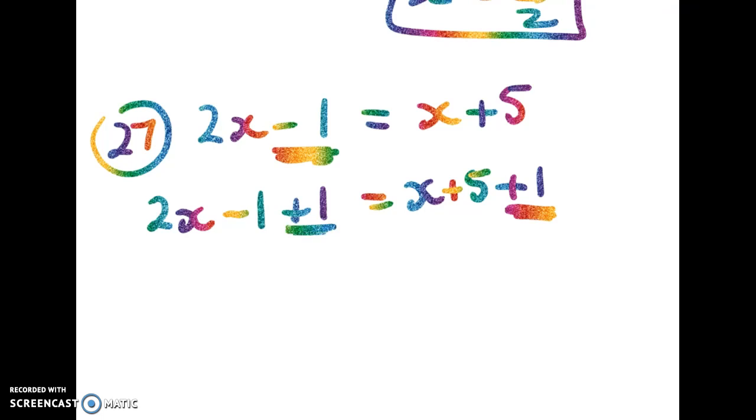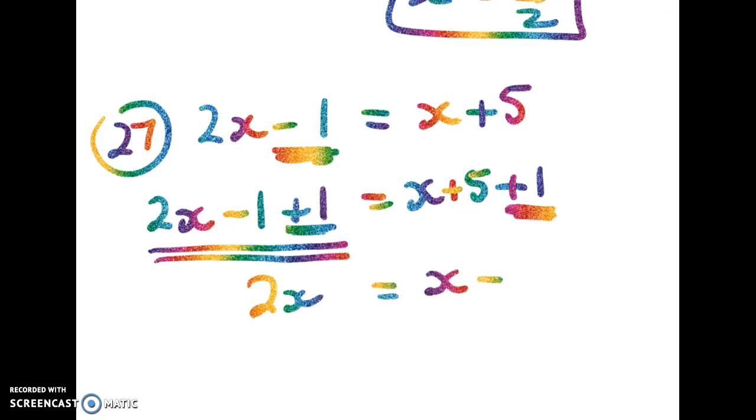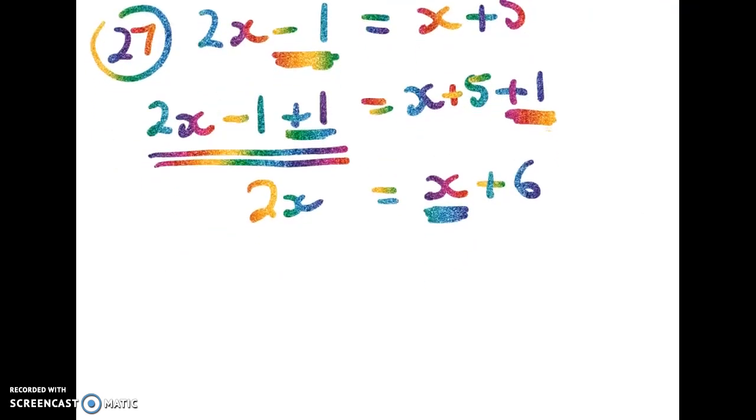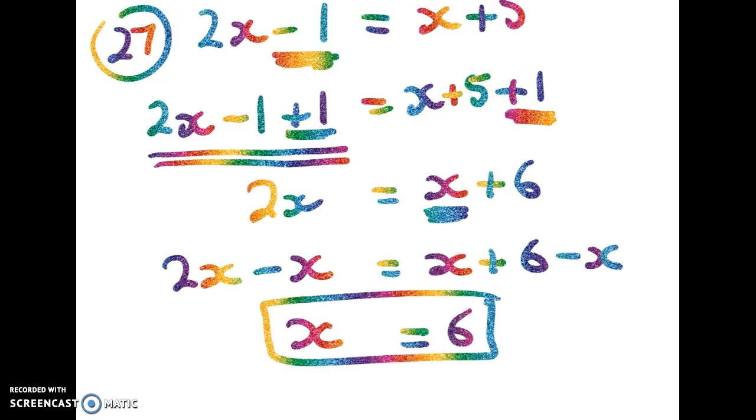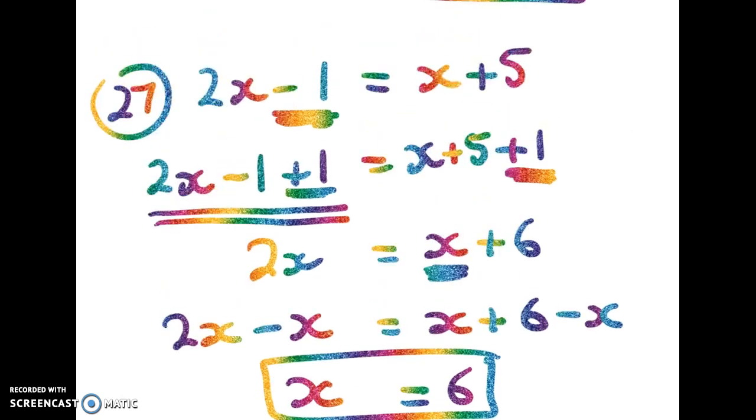That means that on the left-hand side, I've now got 2x equals x plus 6. Next, I see that I can subtract x from both sides. And that gives me 2x take away x equals x plus 6 take away x, leaving me with x is equal to 6.